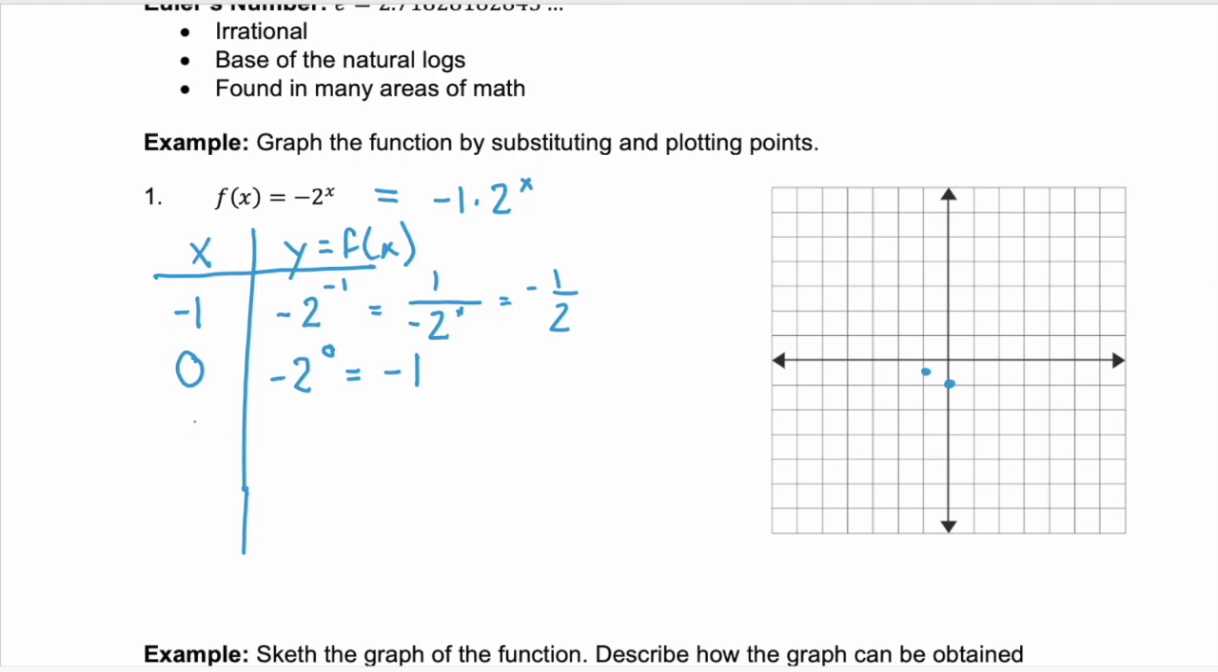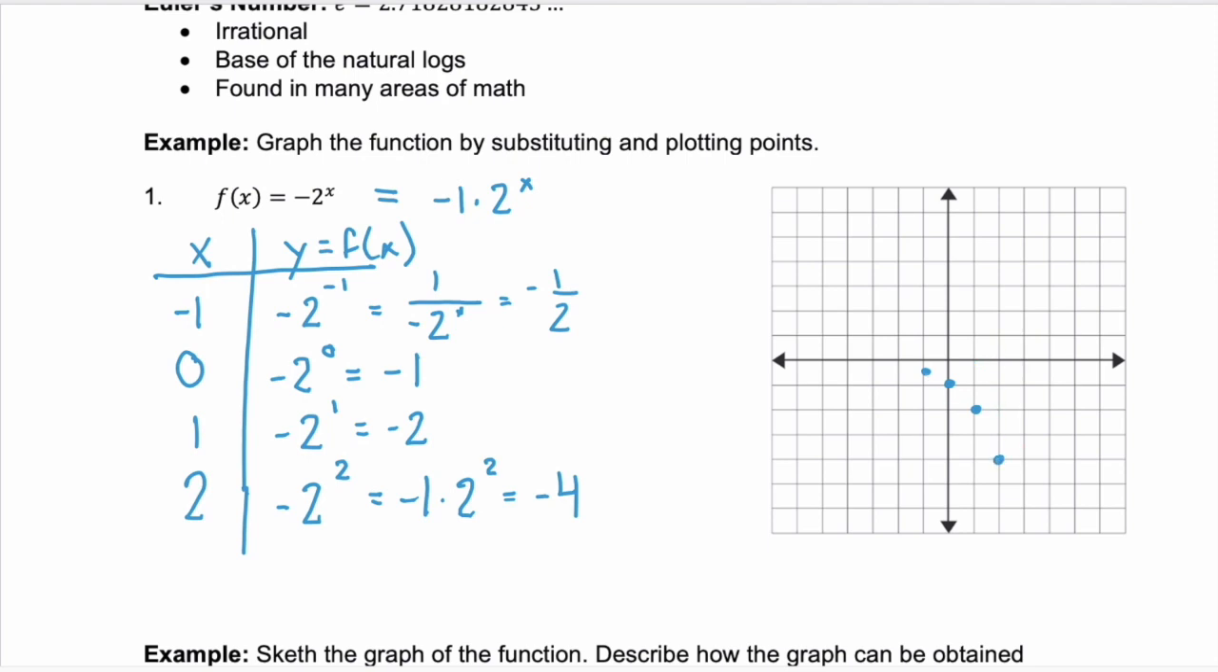Now, what if we use 1? That's another easy value to calculate. That would be -2 to the power of 1. And anything to the power of 1 is itself, so this is -2. So 1, -2. Let's do one more point. 2 should be relatively easy. That would be -2 to the power of 2. Remember, this is the same as -1 times 2 squared, or -4. And that would be this point.